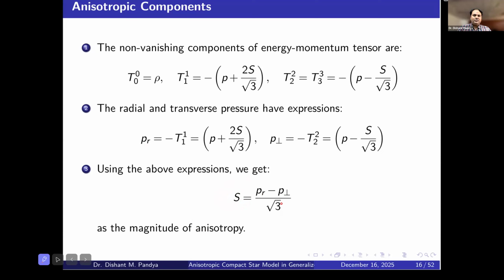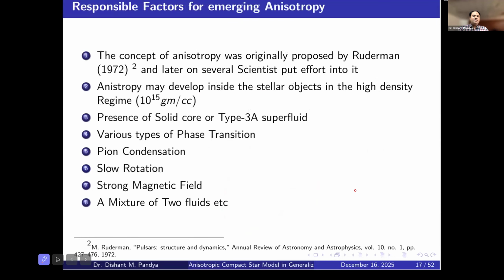So basically what we have done is we started with the fundamental equations. We wrote down the energy momentum tensor, which obviously consisted of 16 components. But if we solve all these components and find the non-zero values, then these are the non-zero or non-trivial values. Based upon that, we could also find the relation between P_r and P_perp, and then we could establish the proper anisotropy factor given by this expression: S is equal to (P_r minus P_perp) upon root 3. Now, this was the fundamental workout that we are going to use in our mathematical model.